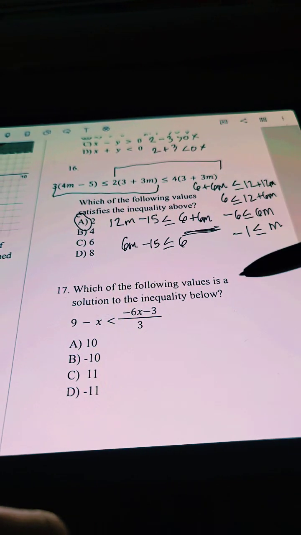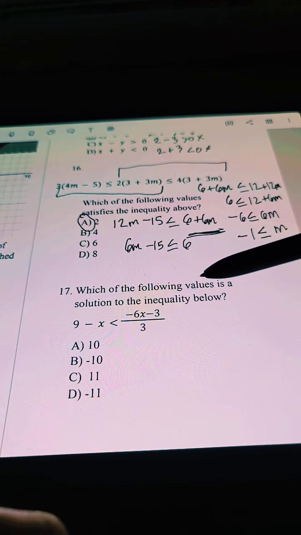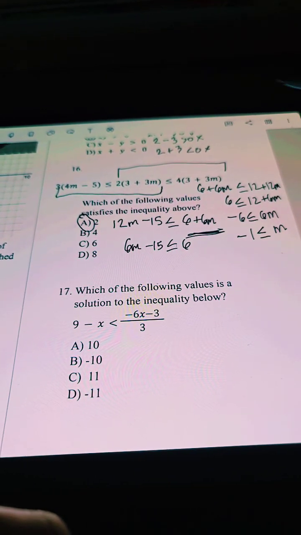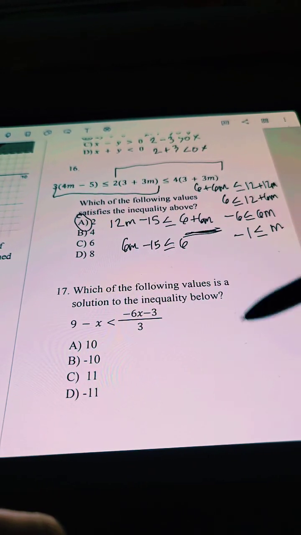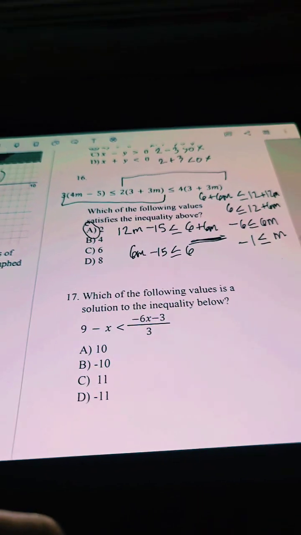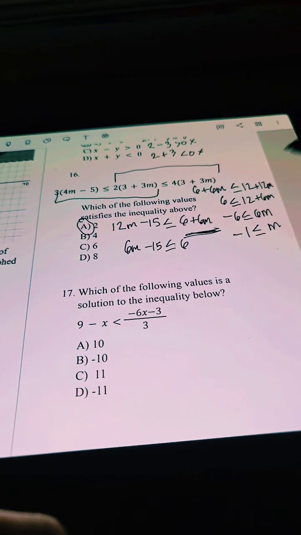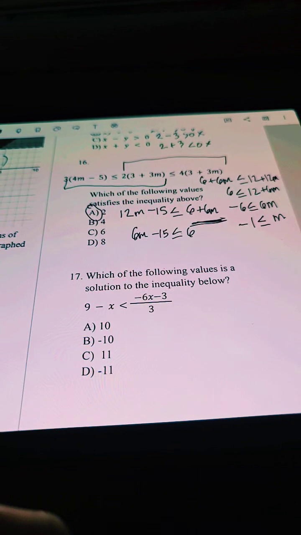Okay, so now let's go to number 17. I love how you solve questions. Thank you. Okay, so number 17. Which of the following values is a solution to the inequality below? So again, treat it pretty much just like an equal sign unless you're dividing or multiplying by a negative.